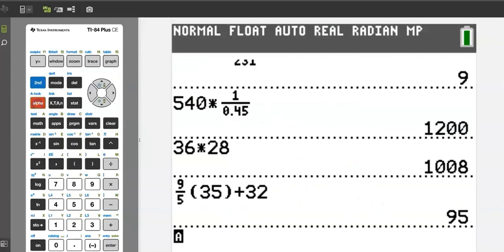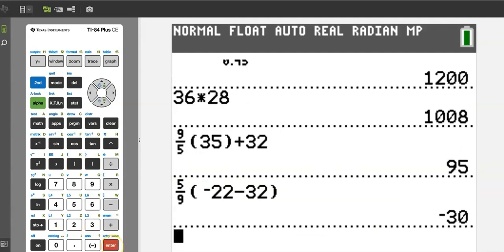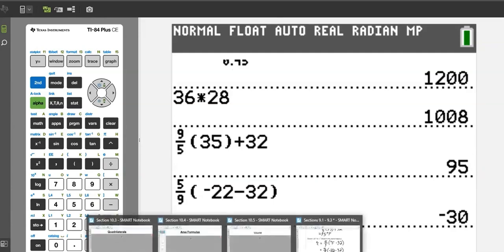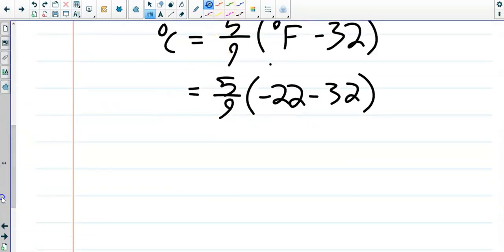So alpha, y equals 5/9, parenthesis, negative 22 minus 32. Close the parenthesis. Enter. And there you go. So when I am negative 22 degrees Fahrenheit, I am negative 30 degrees Celsius. So this guy right there, we found that this guy was negative 30 degrees Celsius.